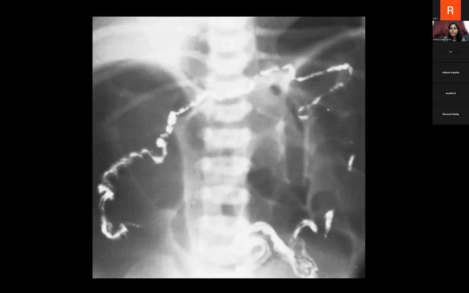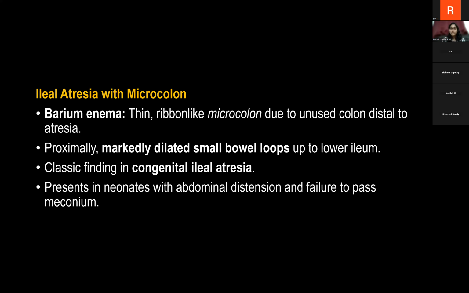Why are you saying that? Here, what is this study? This is a barium study, where we can see that the colon has a ribbon-like appearance, and there is dilatation of the ileal loops. So there is congenital distal ileal atresia, because of which the colon is not being used. So it is showing a ribbon-like appearance. So it is microcolon. So it's a thin ribbon-like microcolon due to unused colon.